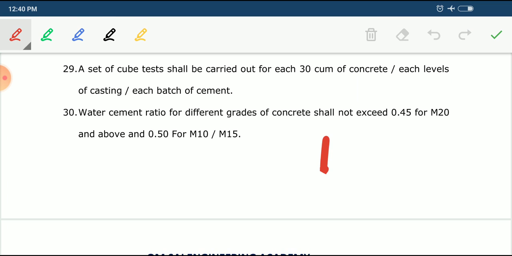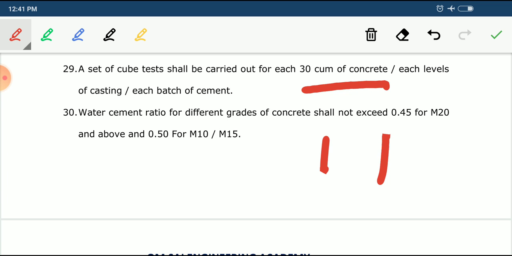A set of cube tests shall be carried out for each 30 meter cube of concrete, each level of casting or each batch of cement. You have to remember. If you go for concreting, you have to check the strength of that concrete. That's why a set of cube tests shall be carried out for each 30 meter cube of concrete, each level of casting or each batch of cement.